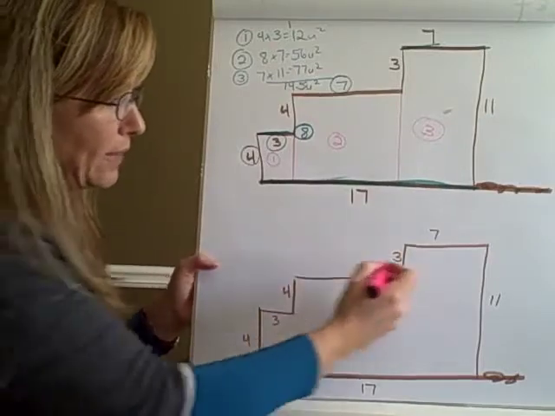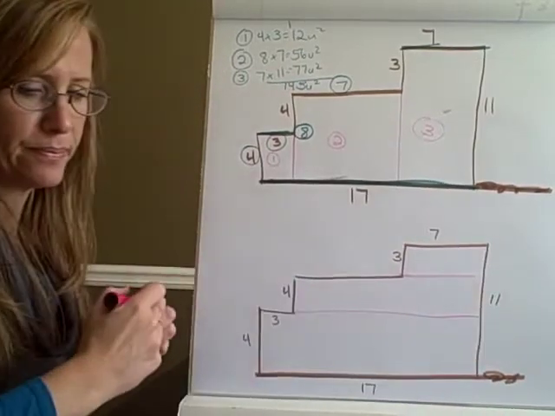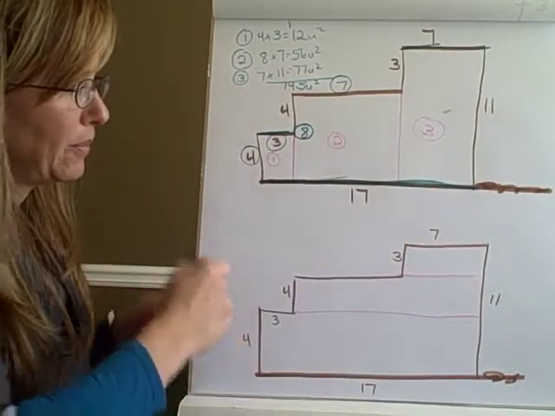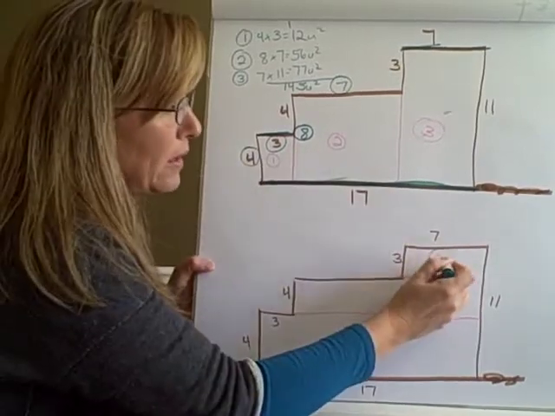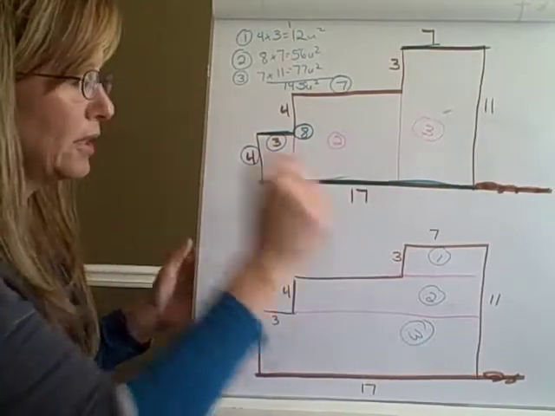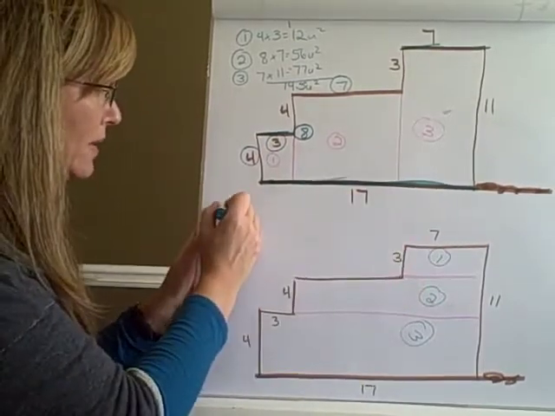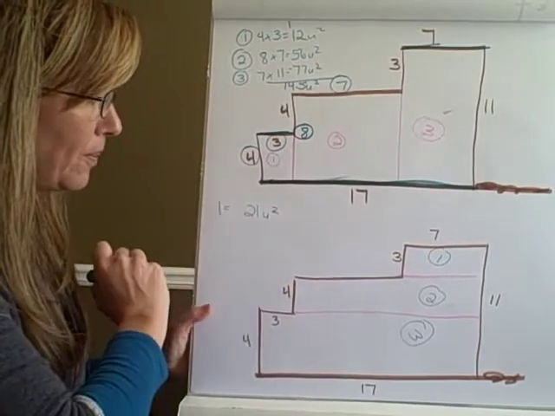All right, really quickly. I'm going to divide this way. I'm going to label it shape 1, 2, and 3. All right. Shape 1 is 3 times 7. So it's 21 units squared.